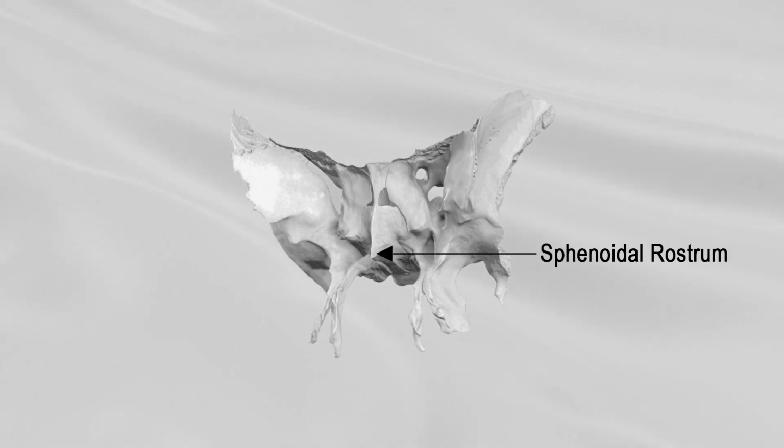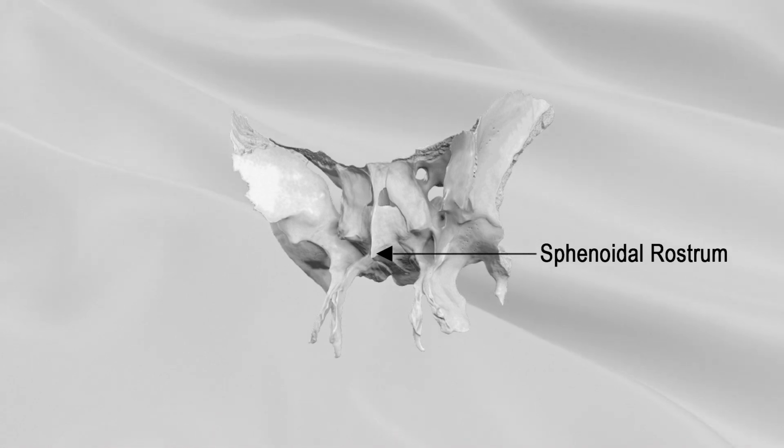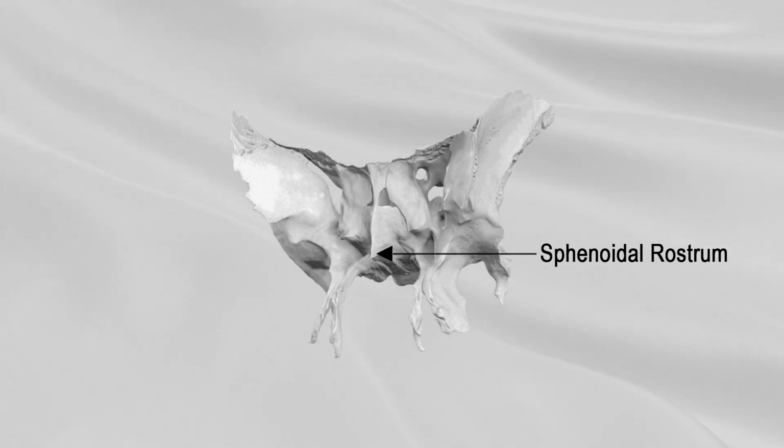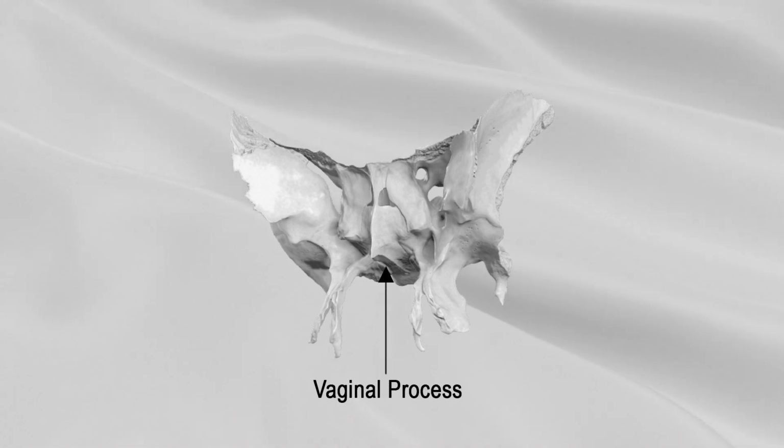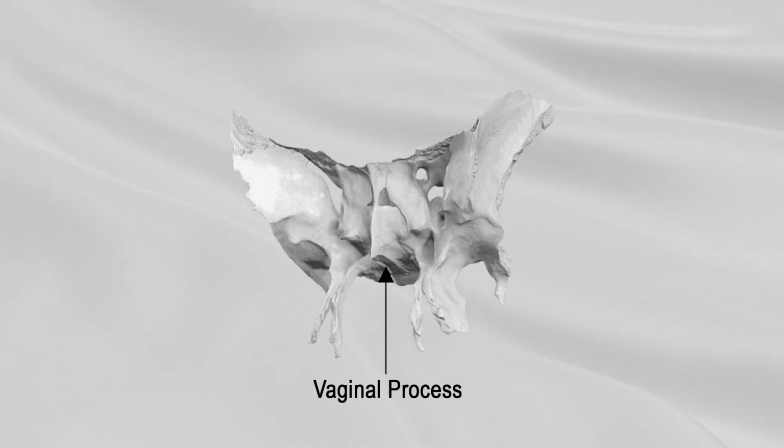The inferior surface presents in the middle line a triangular spine, the sphenoidal rostrum, which is continuous with the sphenoidal crest on the anterior surface and is received in a deep fissure between the alae of the vomer. On either side of the rostrum is a projecting lamina, the vaginal process, directed medialward from the base of the medial pterygoid plate. Pterygoid Processes, Part 1.